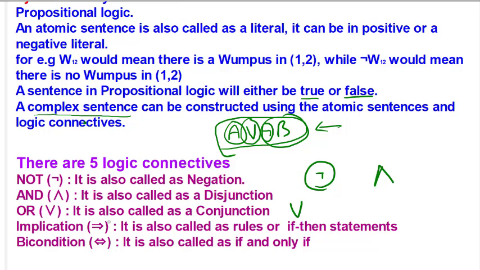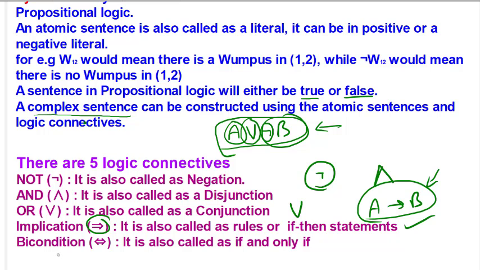Then we have implication. Generally we write it this way: A implies B. This is how we read it. It is also called a rule, like an if-then statement. A implies B can also be said in other words as: if A then B. This is very important when we are forming rules, because in declarative logic, declarative programming languages, we have such types of rules. So these rules are given by implications.